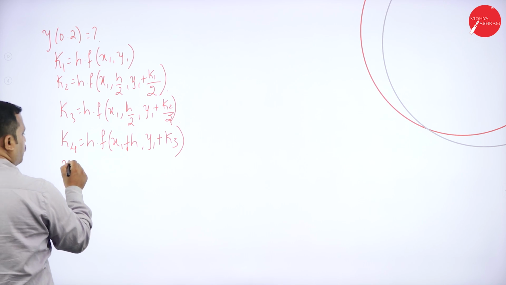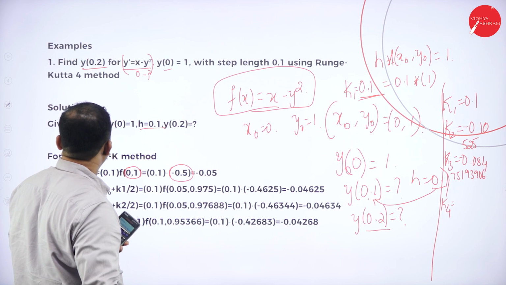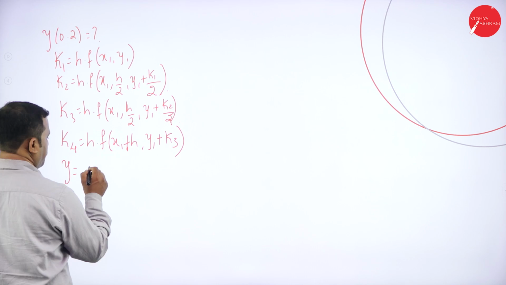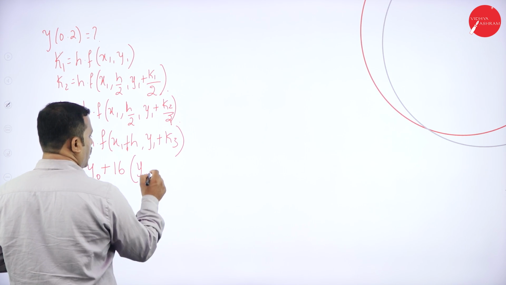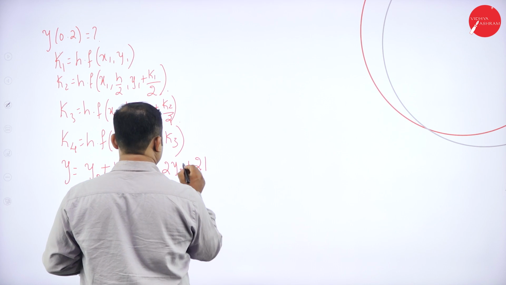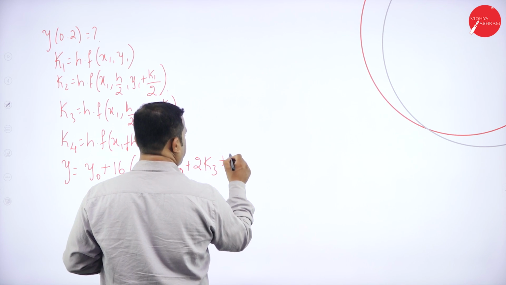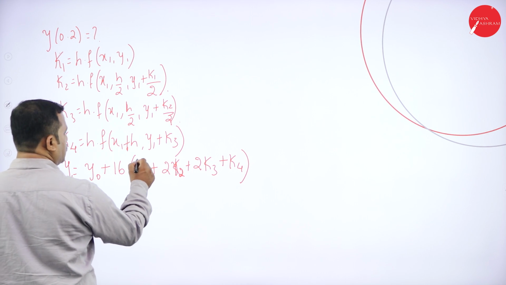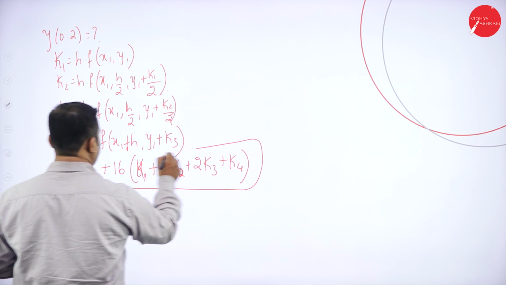After obtaining this, y is equal to the formula which we have found in the first slide, that is y is equal to y0 plus 1/6 times (k1 plus 2 times k2 plus 2 times k3 plus k4). This gives me the value of y1. That is k1. This is the formula we use to find out the value of y1.